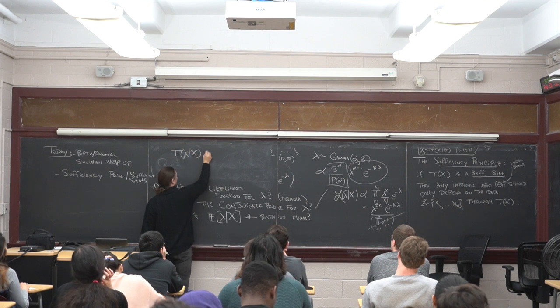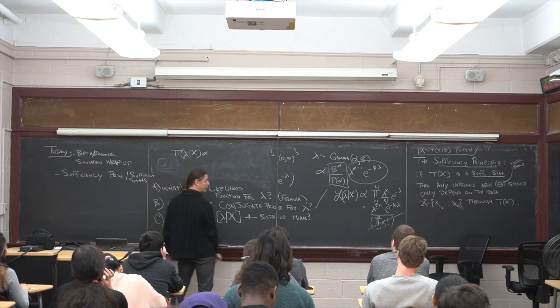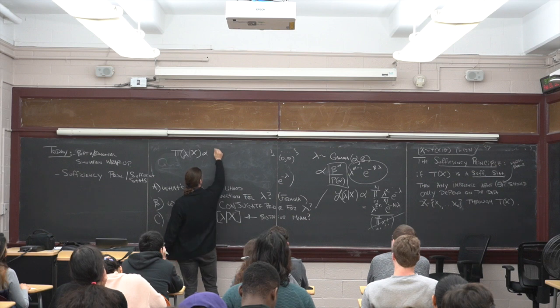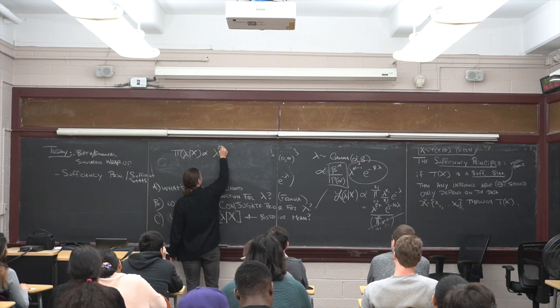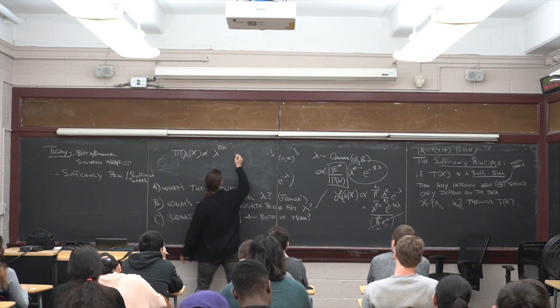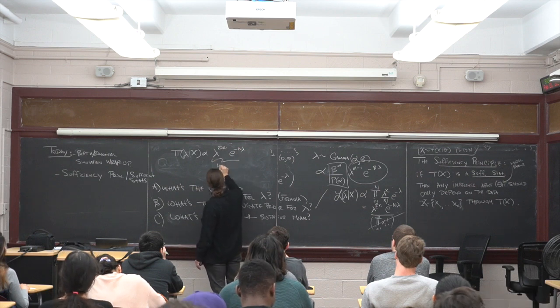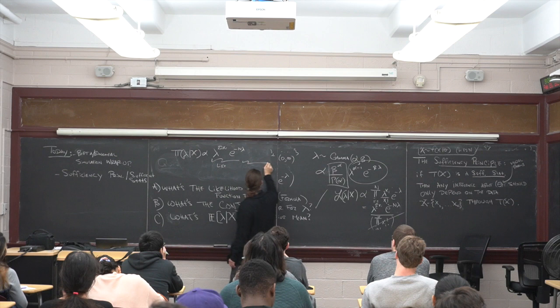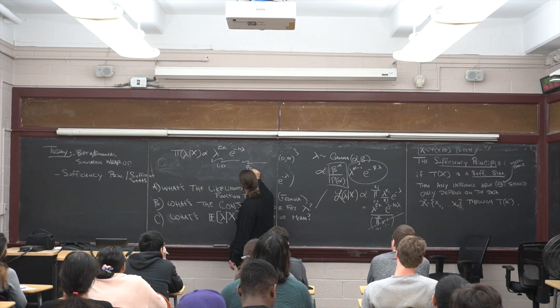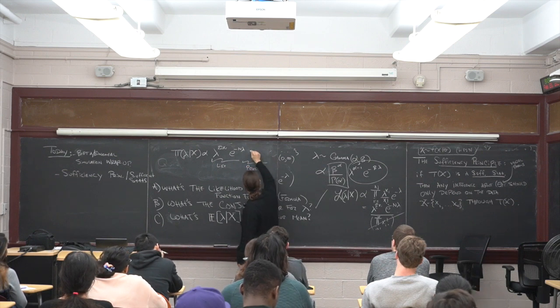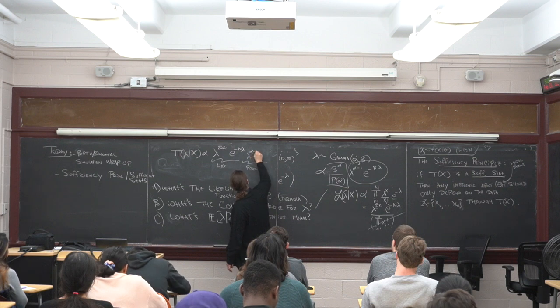Lambda. Good math. It's just the product of the likelihood times the prior. So this is going to be lambda to the sum of the x_i, e to the minus n lambda, so that's the likelihood. And then I've got the prior, lambda to the alpha minus 1, e to the minus beta lambda.